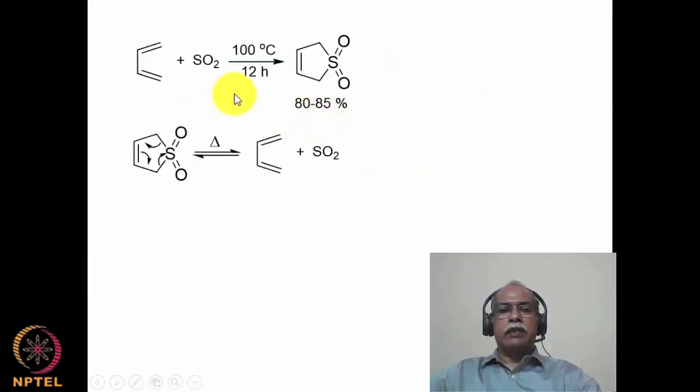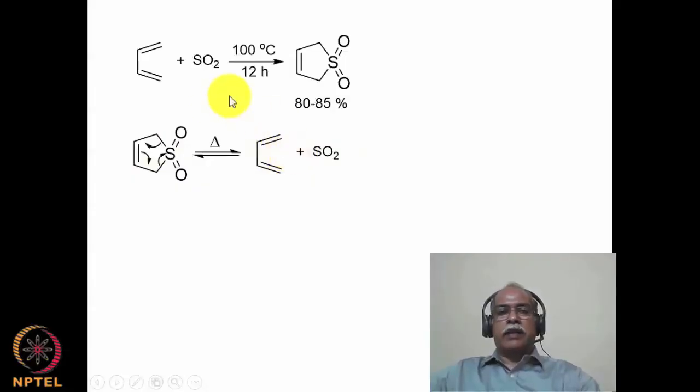As mentioned earlier, sulfur dioxide can react with butadiene at high temperature and high pressure, resulting in the formation of sulfolene. Sulfolene can also undergo decomposition to give sulfur dioxide and butadiene. So it depends on how the reaction is pushed. If a high pressure of sulfur dioxide is used, then it can be pushed in the left hand direction. If sulfur dioxide is continuously removed, then it can be pushed in the right hand direction.